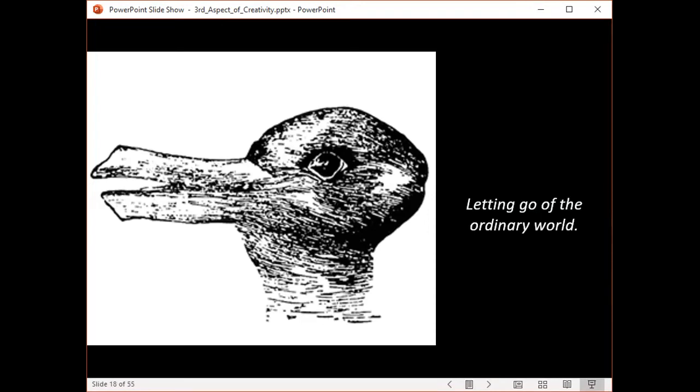Hopefully it's not mirrored. And then the ears are pointing towards behind it, right? For those that see the duck first, the duck beak is to the left of your screen, and it's looking in that direction. Okay? So whatever you saw first, we say ordinary world, and then you let that go, and then you're able to access the other perception, then you're able to exercise your right hemisphere, okay?